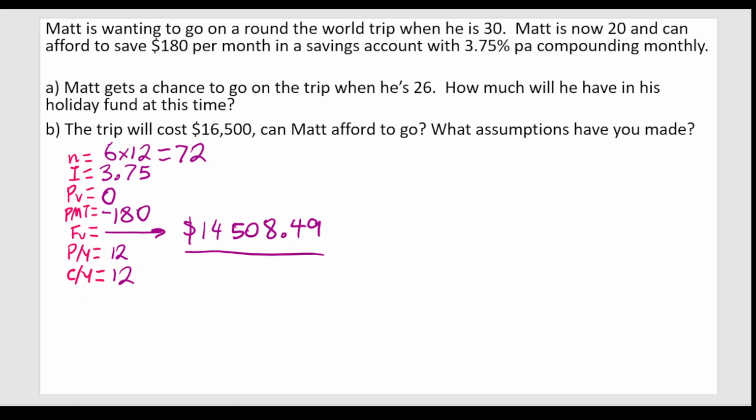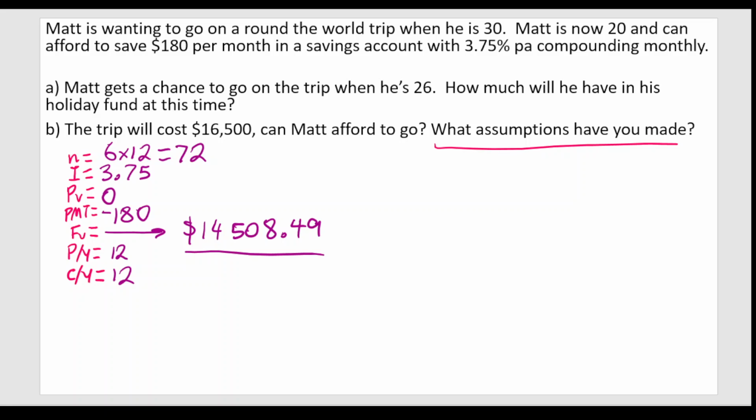The second part of the question: the trip will cost $16,500. Can he afford to go? What we're looking at here is the fact that we also want to think about some assumptions that we've made. So we can see straight away that he can't afford to go because the trip is actually a little bit more. When we're thinking about assumptions, this is a very important thing to consider when we're doing our investigation.